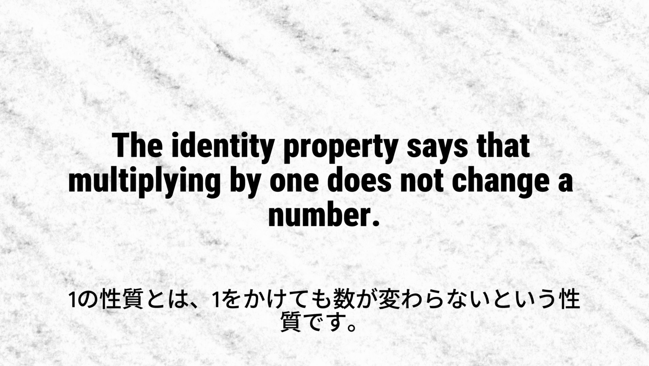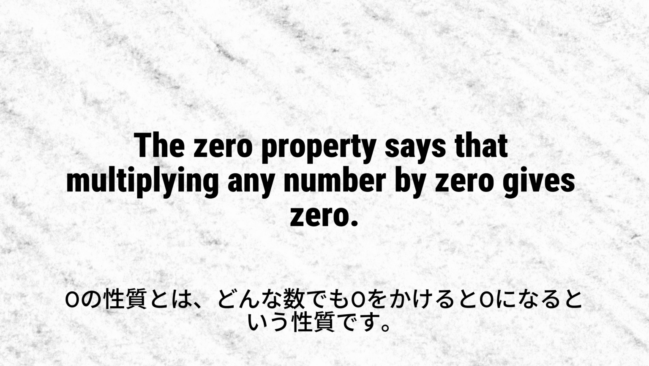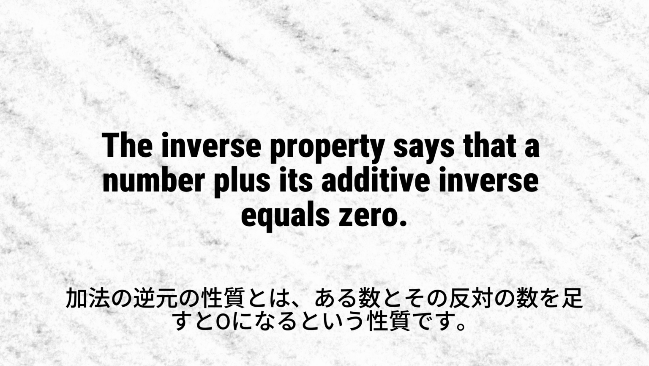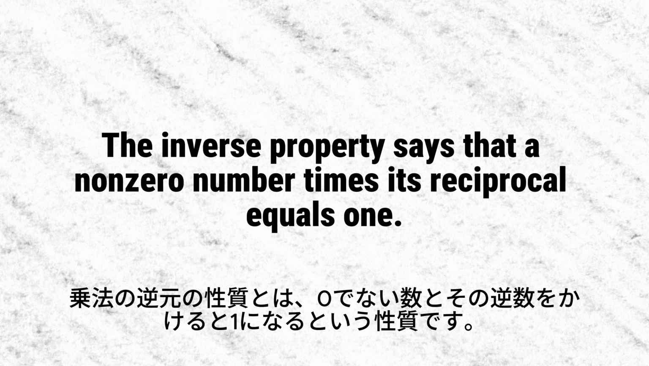The identity property says that multiplying by 1 does not change a number. The zero property says that multiplying any number by 0 gives 0. The inverse property says that a number plus its additive inverse equals 0. The inverse property says that a non-zero number times its reciprocal equals 1.